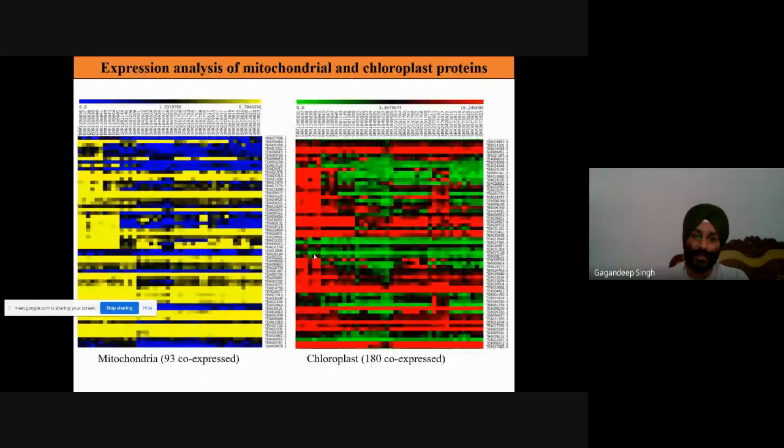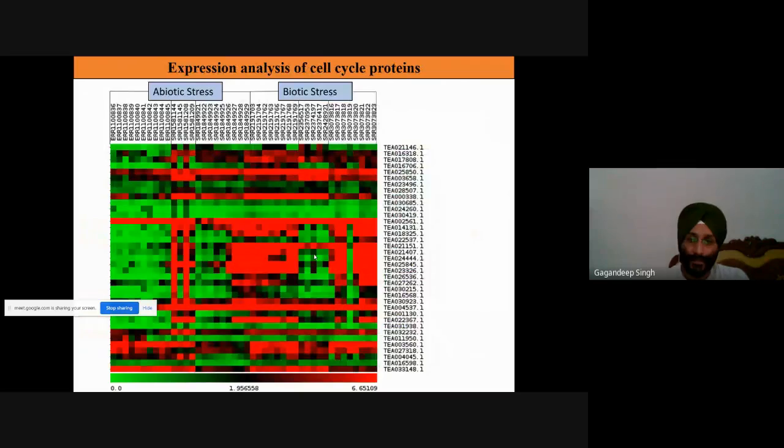Now, this is the overall expression analysis of mitochondria and chloroplast genes, where 93 genes are co-expressing in chloroplast. There are 180 genes co-expressing in the particular 44 stages that I have selected. This is the biotic and abiotic conditions of cell cycle proteins for the systems biology approach. If we are targeting a particular cell cycle, how many genes from abiotic stress are expressing and how many from biotic stressors are expressing.